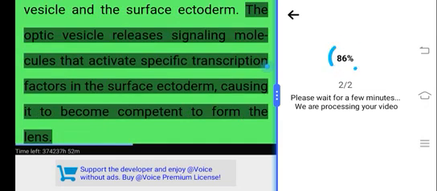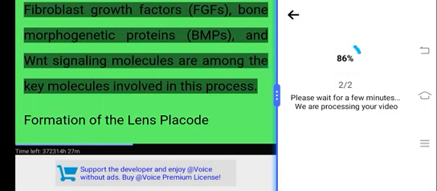The optic vesicle releases signaling molecules that activate specific transcription factors in the surface ectoderm, causing it to become competent to form the lens. Fibroblast growth factors, FGFs, bone morphogenic proteins, BMPs, and WNT signaling molecules are among the key molecules involved in this process.